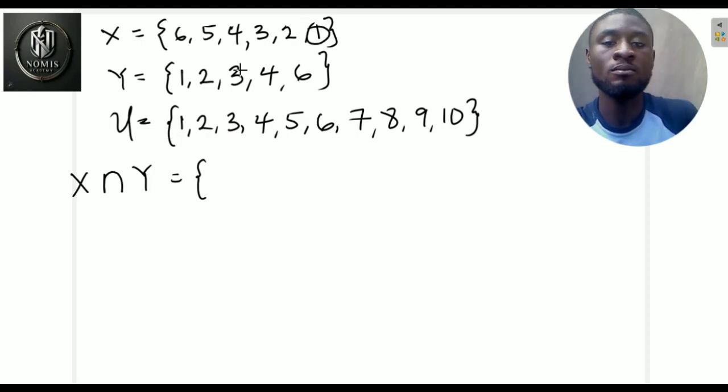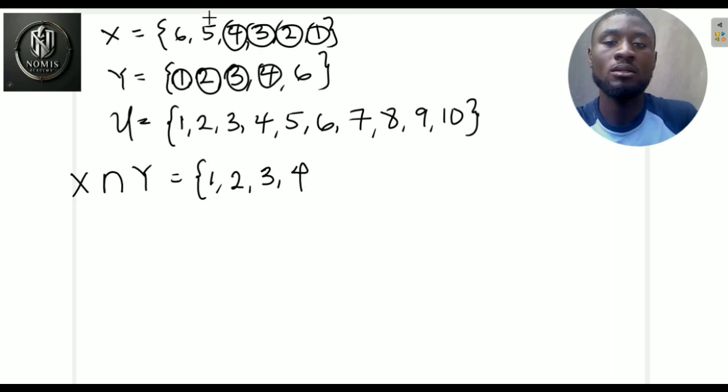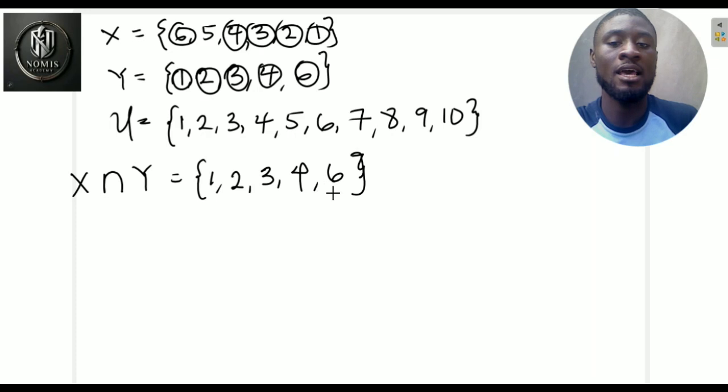We have 1 as an element of X and Y, so 1 is a common element. We have 2, so 2 is a common element. We have 3, so 3 is a common element. We have 4, so 4 is a common element. We have 5, 5 is not a common element. What about 6? Yes, 6 is a common element. So this is X intersect Y. This is the answer to X intersect Y.